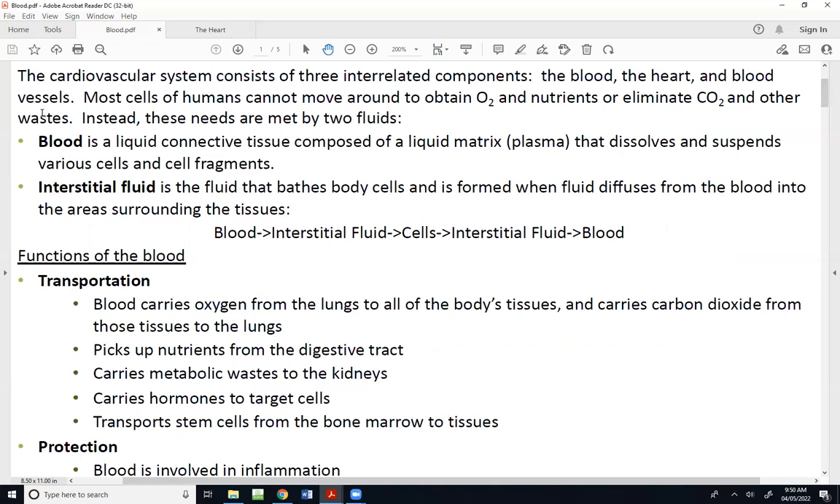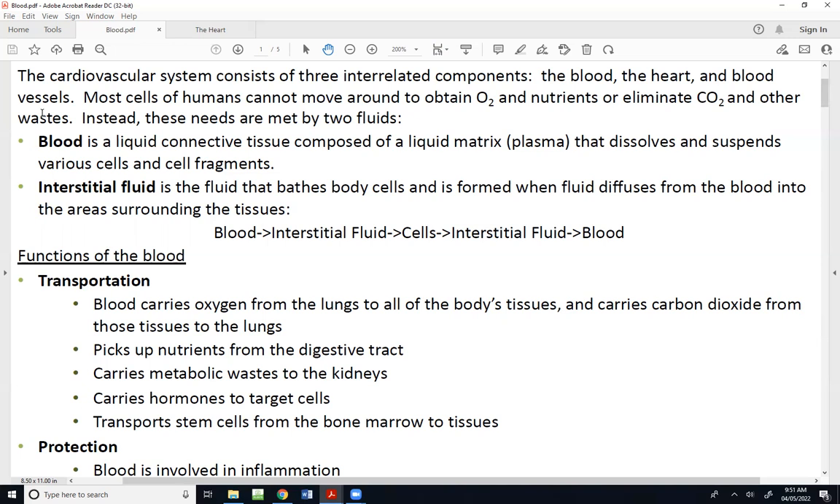Aside from blood, there's another fluid that helps us meet the needs of this process, the other being interstitial fluid. We've talked about blood before. Thinking back to the very beginning of the semester in Unit 1, we learned that blood is a liquid connective tissue. It's made up primarily of two things: liquid matrix or plasma that dissolves and suspends the other major component, which are the cells and cell fragments.